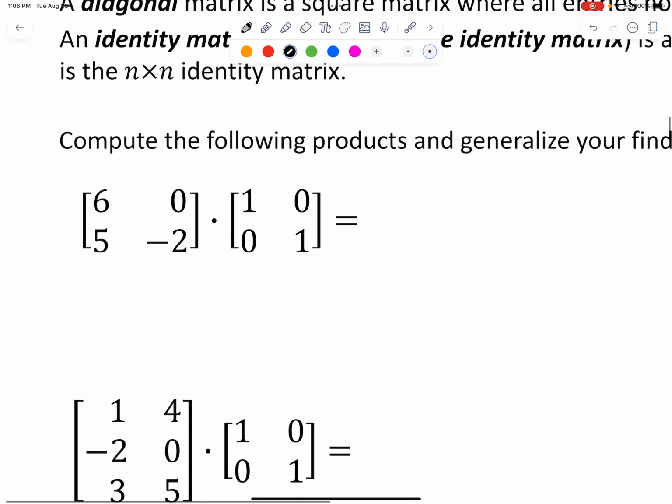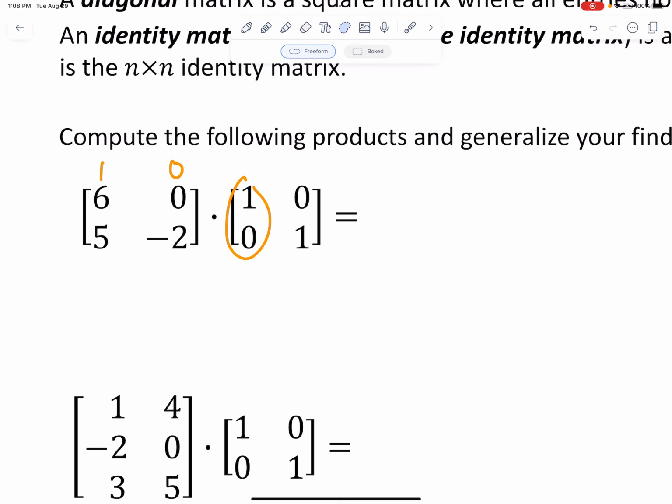Okay, focusing on this first product, bring out the 1, 0 and place it on top of each column of the matrix on the left. Drop it onto the 6, 0, multiply corresponding entries, and add the results. So we get 6 plus 0 in this case. That gives me a 6. And then drop the 1, 0 onto the 5, negative 2. That's going to give me 5 plus 0, or just 5. And then we're done with the first column.